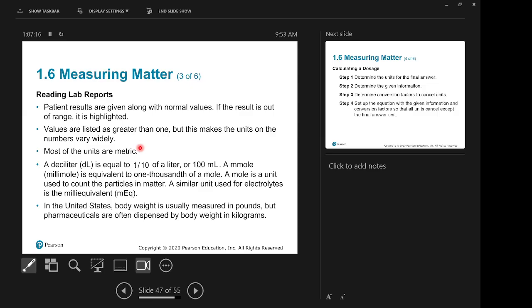Most of the units are going to be metric, so you'll see a lot of things like a deciliter, which is equal to 1/10 of a liter, or 100 milliliters. Millimoles, which is 1/1000th of a mole. And so you often see millimole over deciliter, and that's what you'd see in your lab reports from your hospital. Okay, we'll pick up here next time.